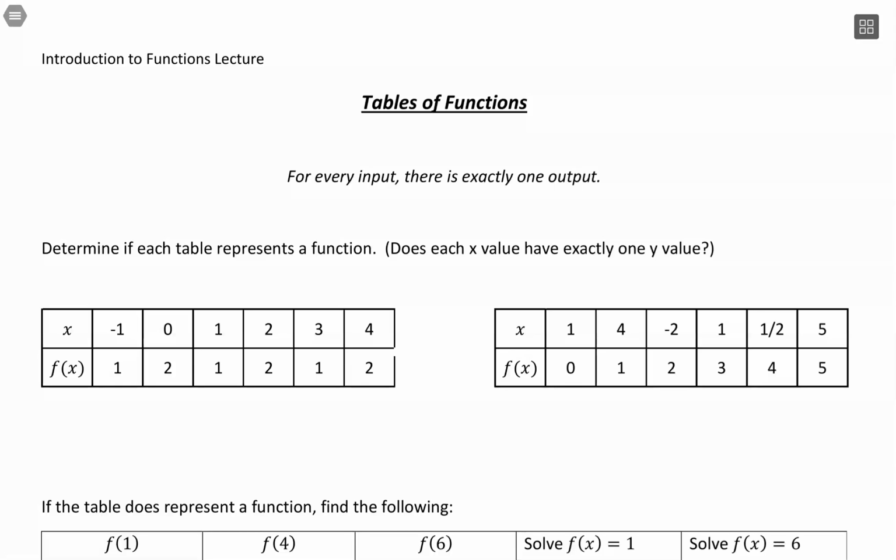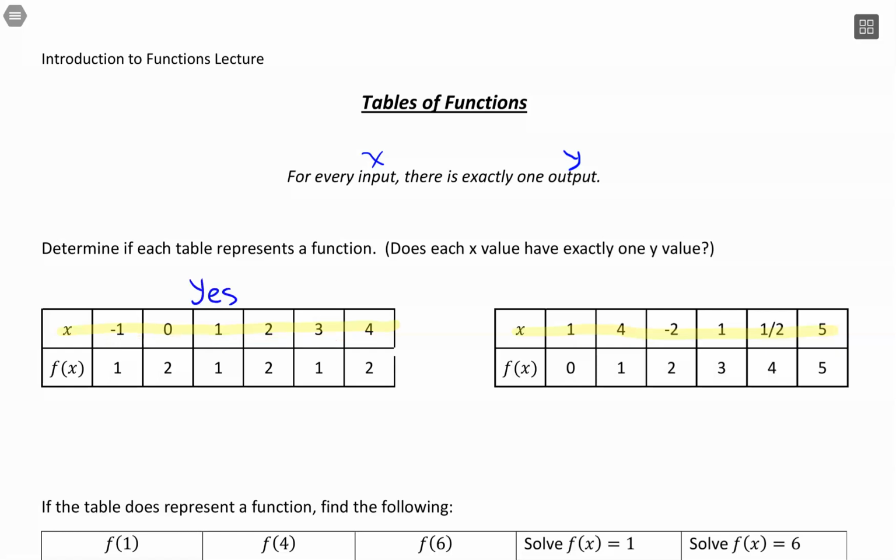Let's look at using our function notation with tables, keeping in mind that for every input, there's exactly one output. Or you can think of it as for every x value, there's exactly one y value that goes with it. So, kind of what we talked about before, determining from a table whether or not it is a function, we would just focus on our x values, and we want to be careful of any repeats.